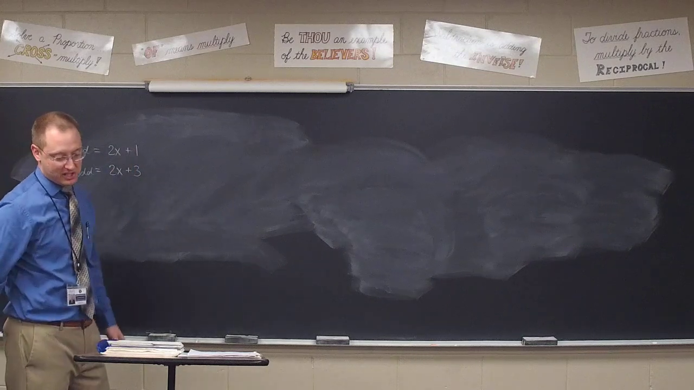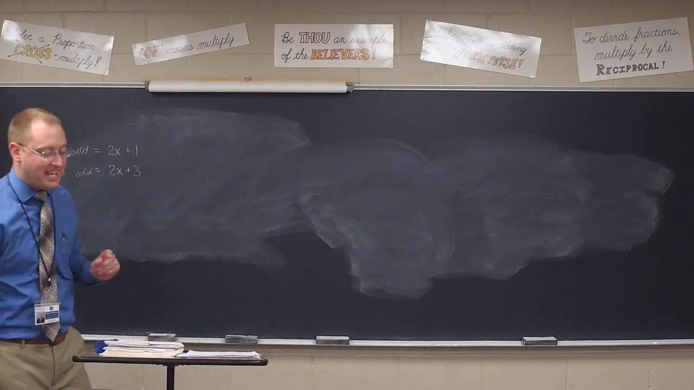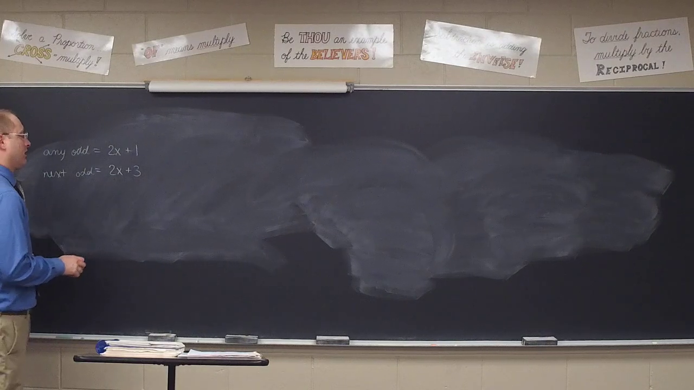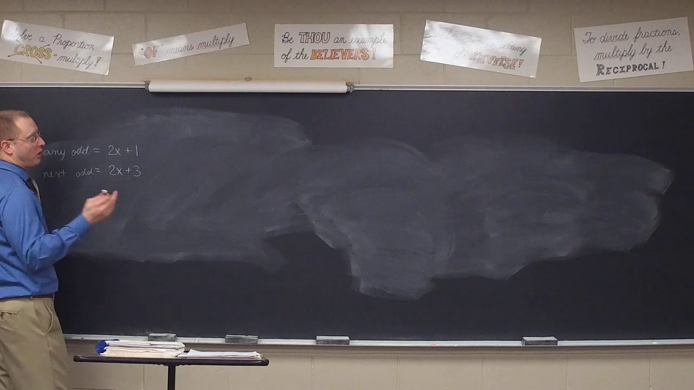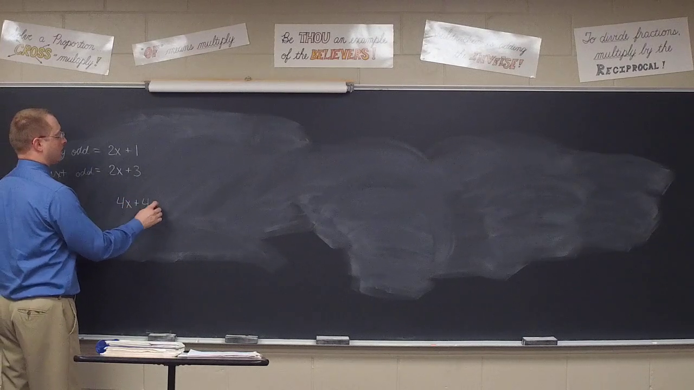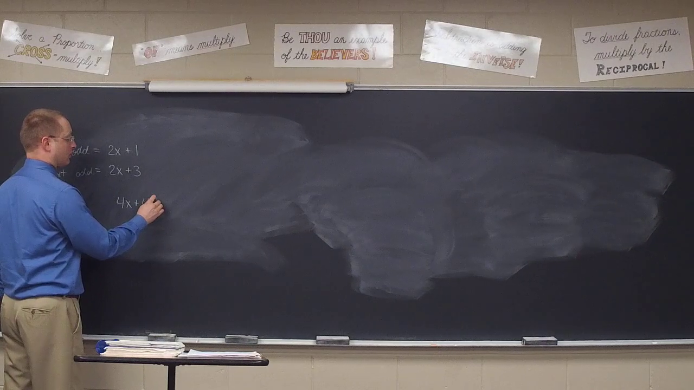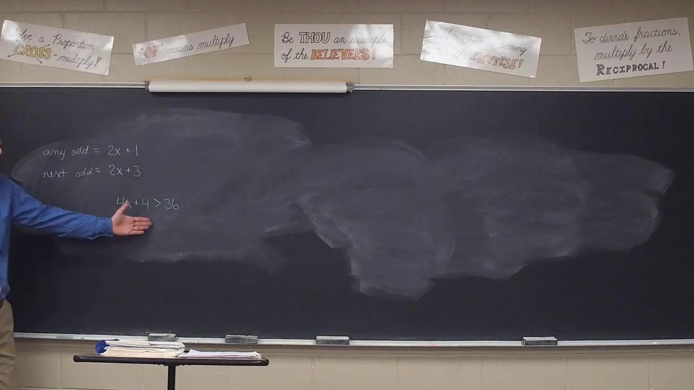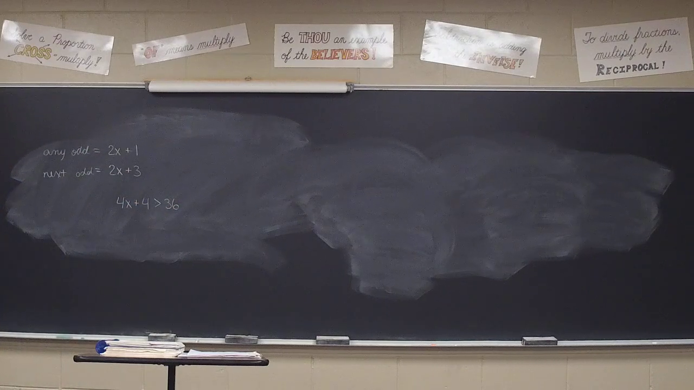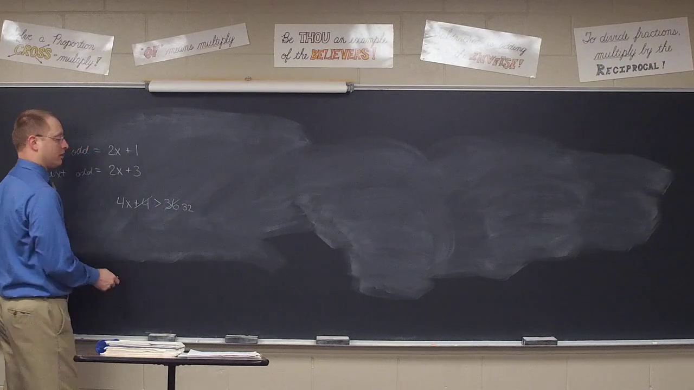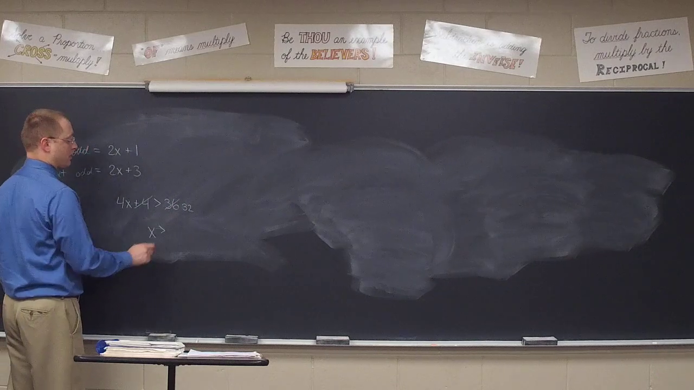And it says that the sum of these two consecutive odd integers is greater than 36. So Kyla, how do I write this? Like the equation? Yeah. Well, inequality, technically. I did 4x plus 4 is greater than 36. There we go. Just add them together. 4x plus 4 is greater than 36. And then we need to solve to find out what these odd integers are. We're going to start by subtracting away the 4 to get 32, and then divide everything by 4 to get x is greater than 8.